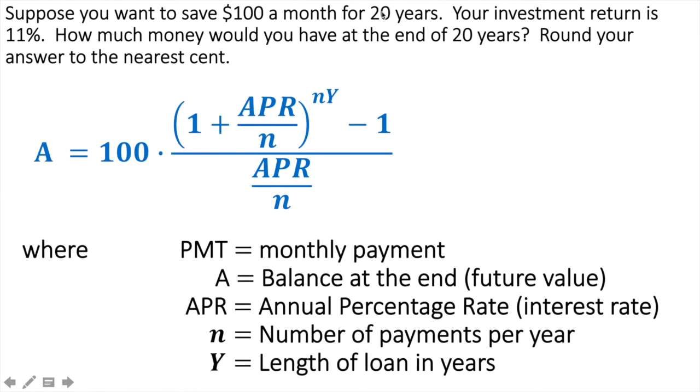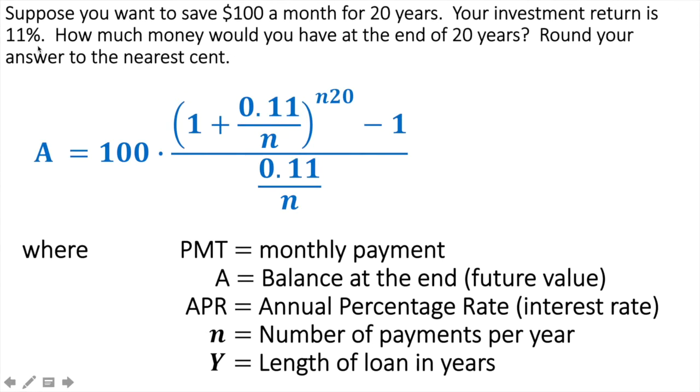Let's see, $100 a month, 20 years. So we know our Y. We're going to substitute 20 for Y here. Next up, we have the interest rate, the annual percentage rate. This one is 11%. When we write this in, we're going to convert it to a decimal, so 11% would be 0.11. Notice that's located in two different spots here, so we're going to have to write it in here and here as well.